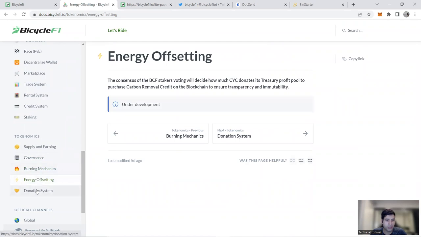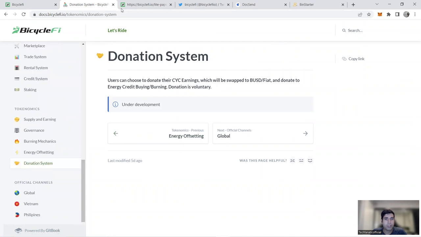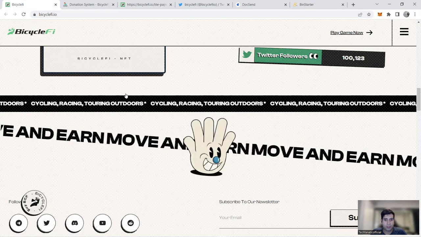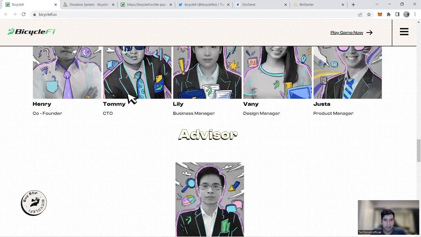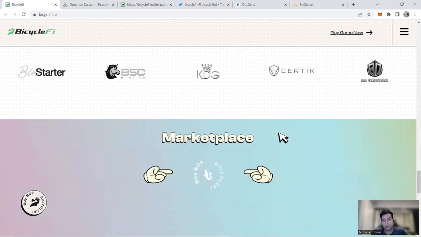There's energy offset, and they also have a donation system in place. In terms of the project support and partners, they have Binstarter, BSC Station, KDG, Certic, BD Ventures, FAM Central, OneBit, Lossless, and MG Trading behind them as some of the backers, as well as NFTB, which are quite well-known launchpads.